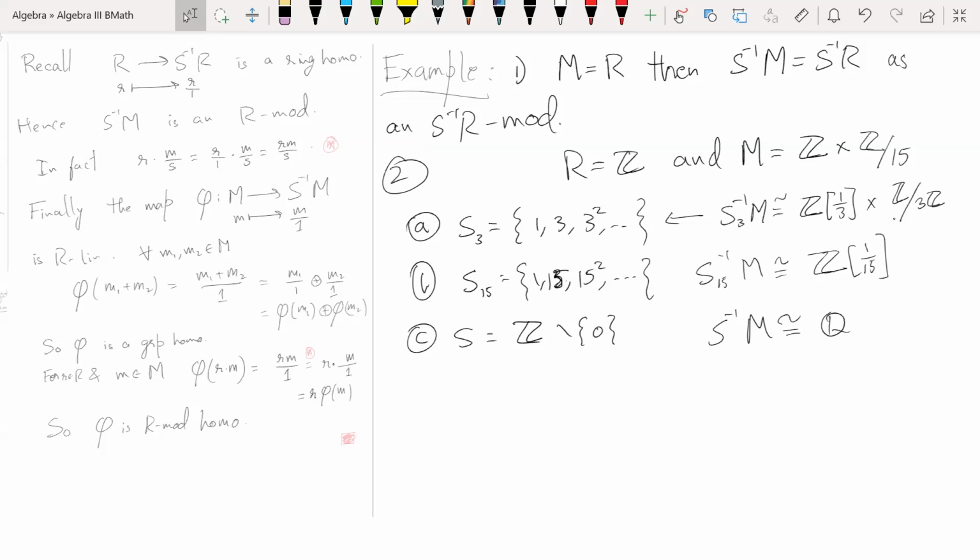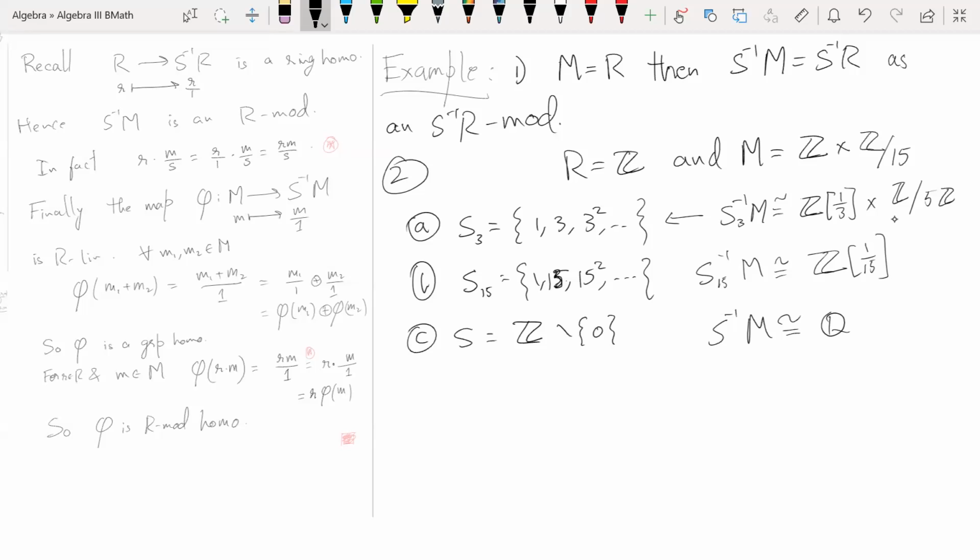No, I think this should be isomorphic to Z mod 5Z. So 5 will become 0, which means it's Z mod 5Z. 3 is a unit. So let's try to see this.